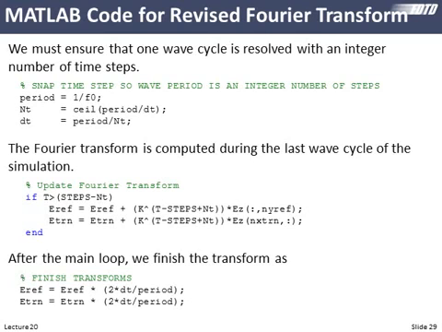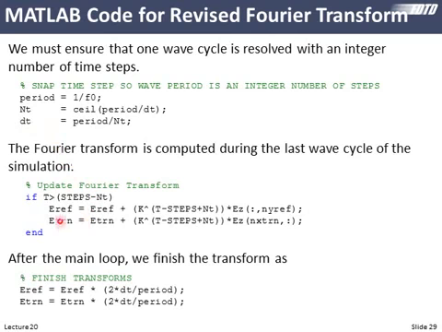So here's the MATLAB code for doing this sort of revised Fourier transform. Before the simulation even begins, we'll calculate the period of the wave. Then we'll calculate how many time steps are in one period. And what we want to do for best accuracy then is actually change the time step, make it a little bit smaller, so that won't hurt our accuracy. If anything, it's improving it because we're making it smaller. But we make one period exactly an integer number of time steps. So that helps the accuracy in our integration.